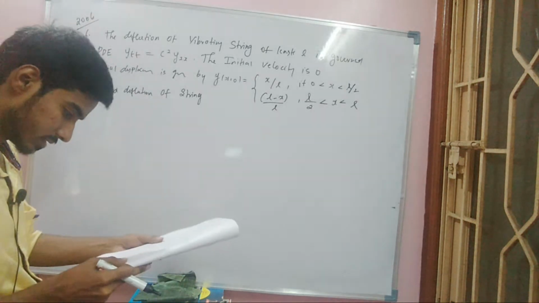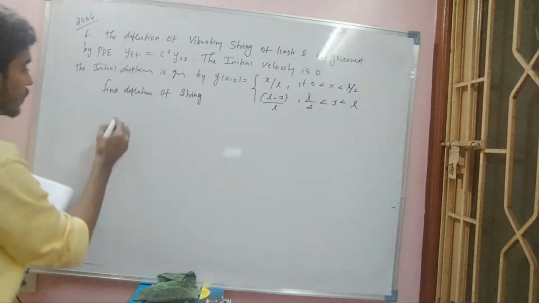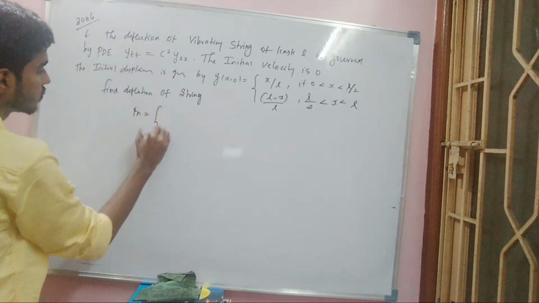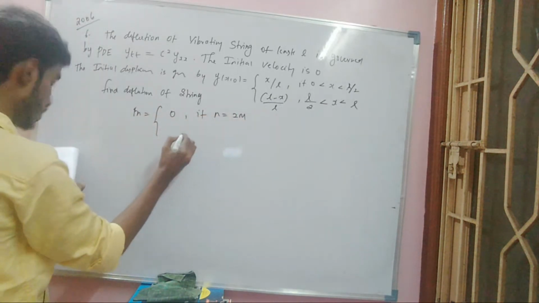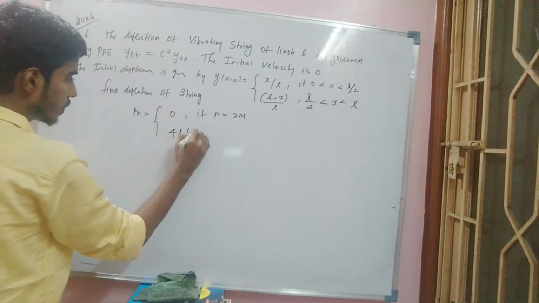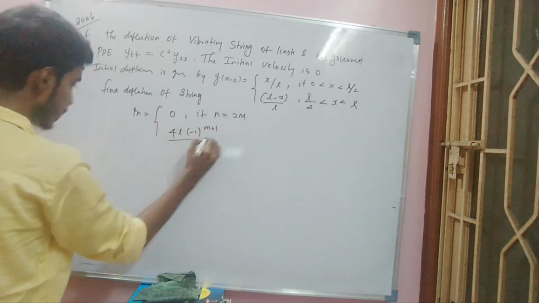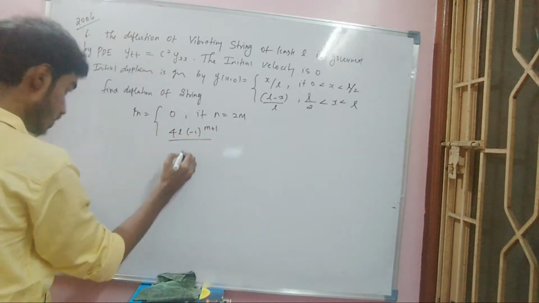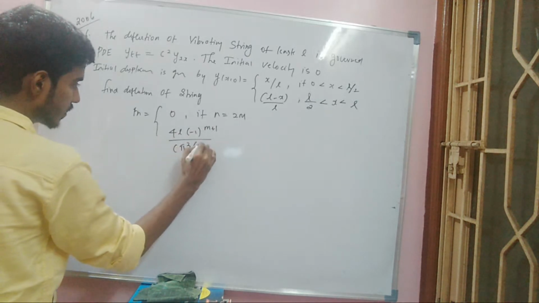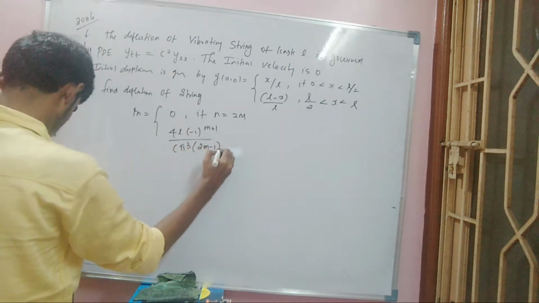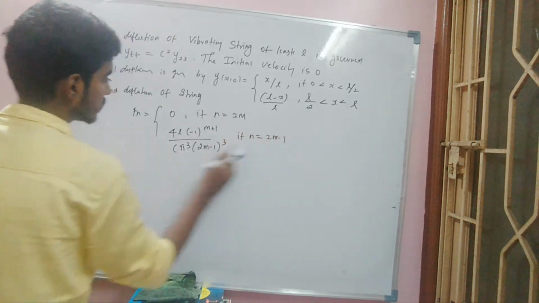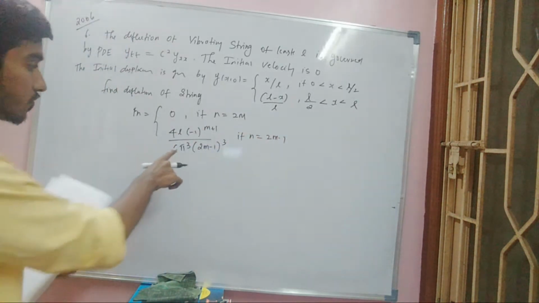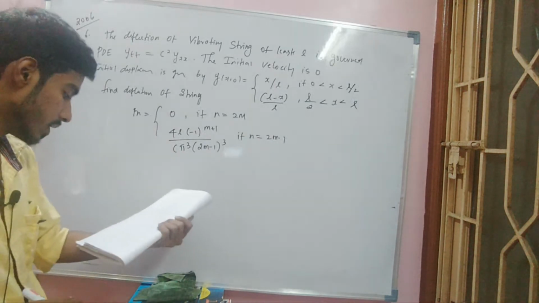So I will give you the answer. We will get Fn to be 0 for even terms, and 4L times minus 1 whole power m plus 1 divided by c pi cube times 2m minus 1 whole cube if n is equal to 2m minus 1. This is the answer you will get for odd terms.